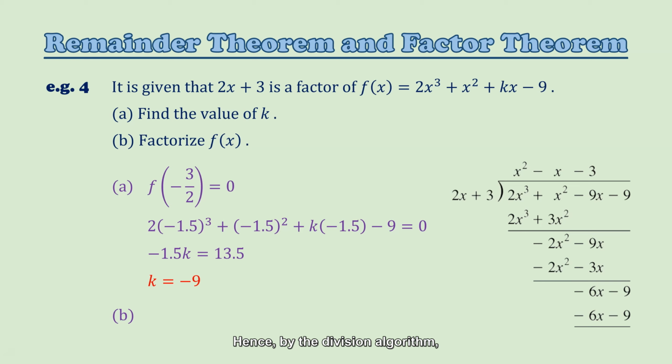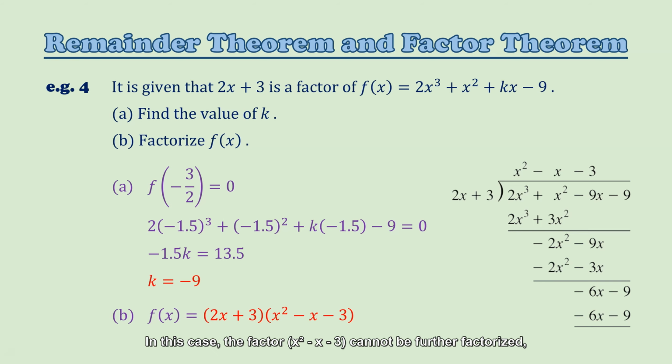Hence, by the division algorithm, we can conclude that f(x) is equal to 2x plus 3 times x squared minus x minus 3. In this case, the factor x squared minus x minus 3 cannot be further factorized. So this is the final answer of this factorization.